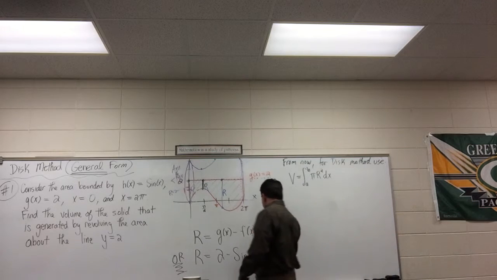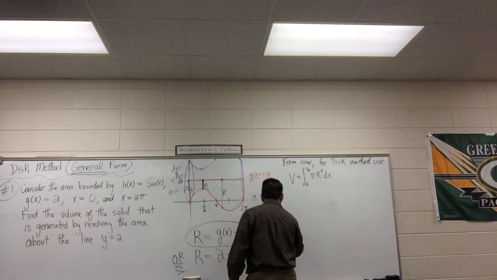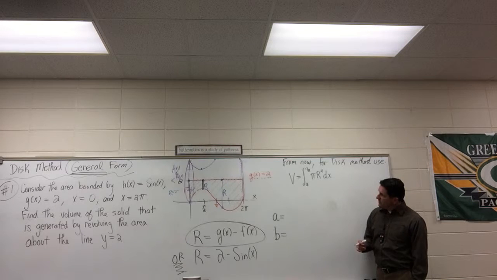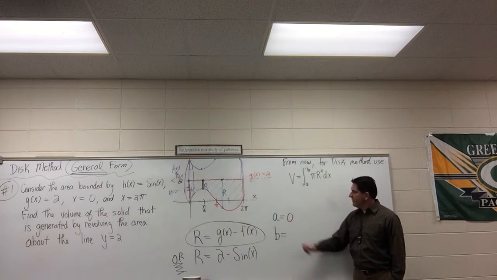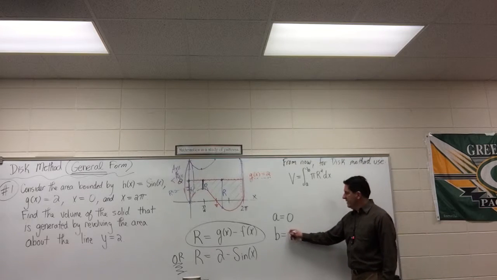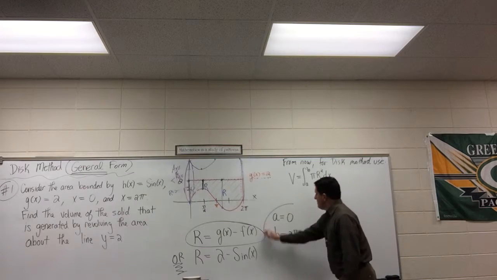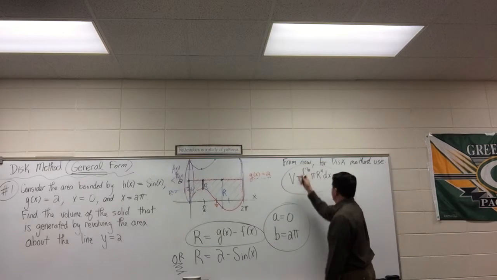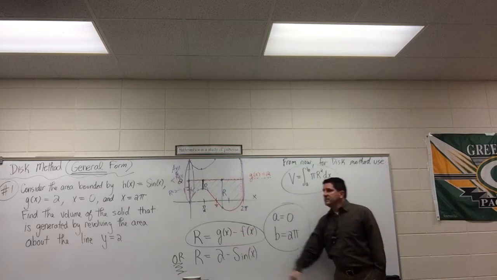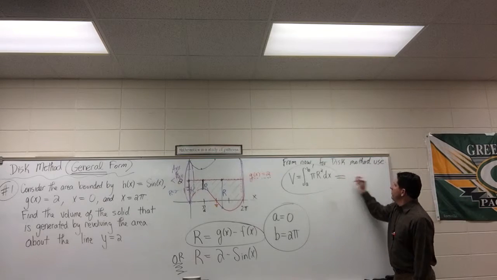So once R is established, we just have to identify what A is and what B is. Where do we start? We said we started at 0, and where do we end? 2 pi. On the AP exam, if you write this general formula, tell them what R is, and tell them what A and B are, you can go straight to the answer.